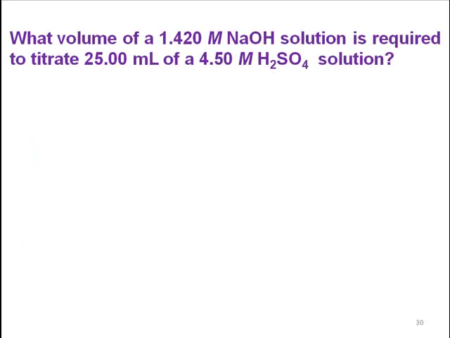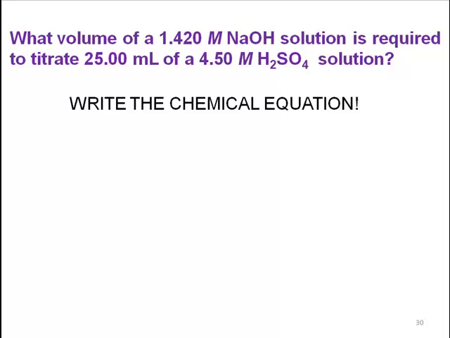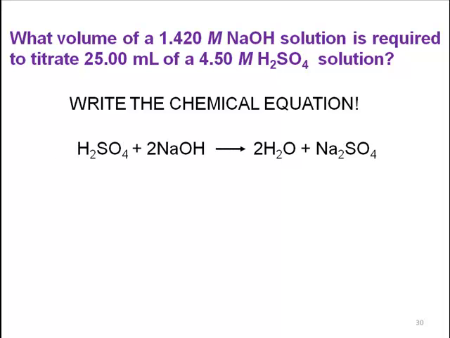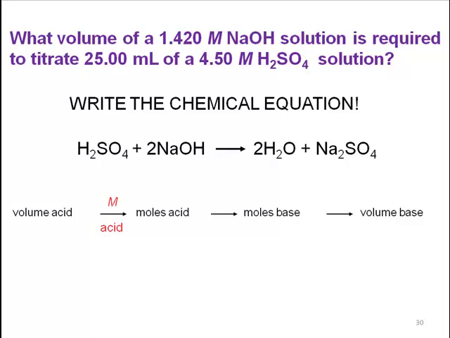So an example of this would be: what volume of this solution is required to titrate 25 milliliters of 4.5 molar sulfuric acid solution? So the first step is to write the chemical equation. The acid and base are making water and a salt. Make sure it's balanced. Then you look at the volume of the acid. Use molarity of the acid to get moles of the acid. You use the reaction coefficient to get moles of the base. That will tell you, converting using the molarity of the base, the volume of the base that is needed.